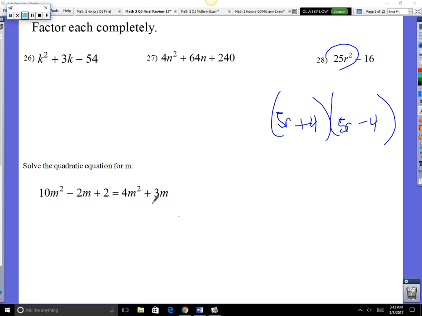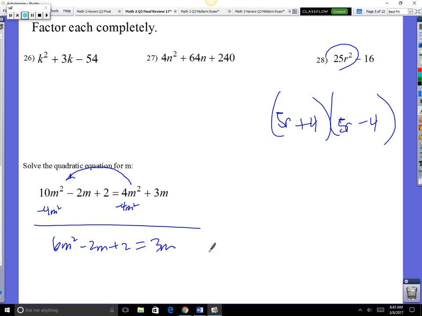Okay, the next one. Solve the quadratic equation for m. So let's get all of our terms on the same side. So I'm going to move these squares over here. So I'm going to minus 4m squareds there, minus 4m squareds. That leaves me with 6m squareds minus 2m plus 2 equals 3m. I'm going to minus 3m.